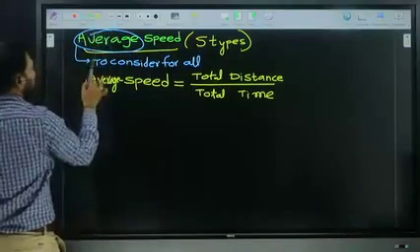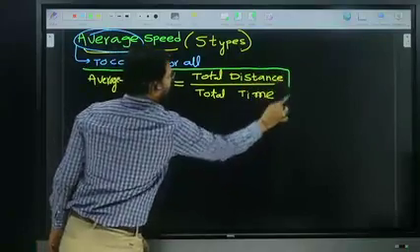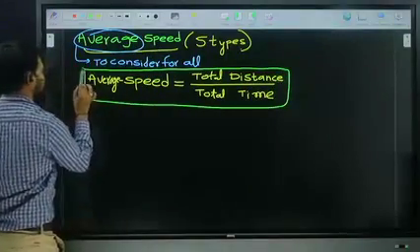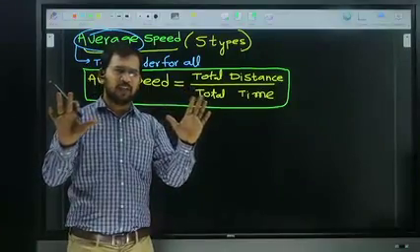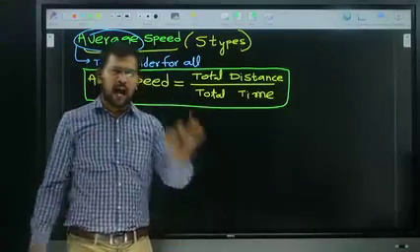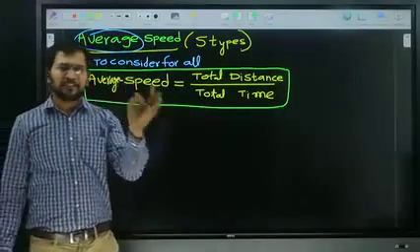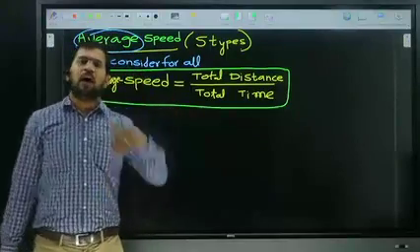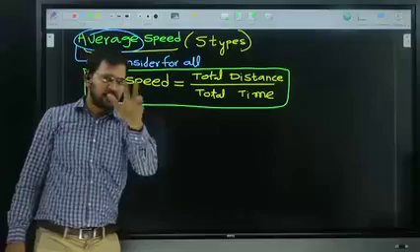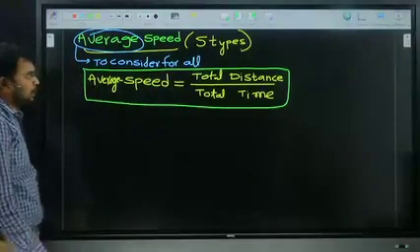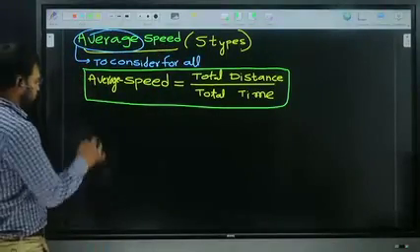So remember, average speed is nothing but total distance by total time. Average is nothing but to consider for all, and all is nothing but total. Total distance by total time. All of you okay? So totally here 5 types are there, and I will explain those 5 types.